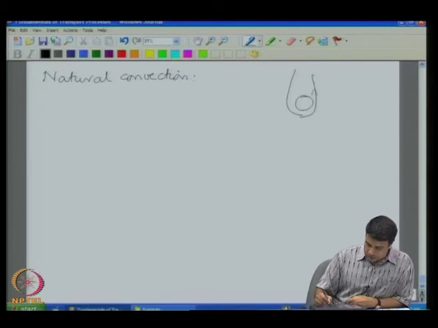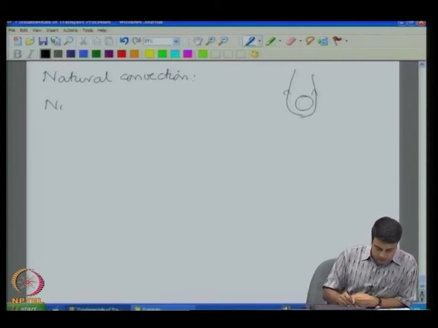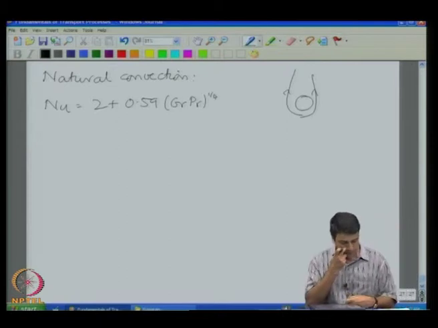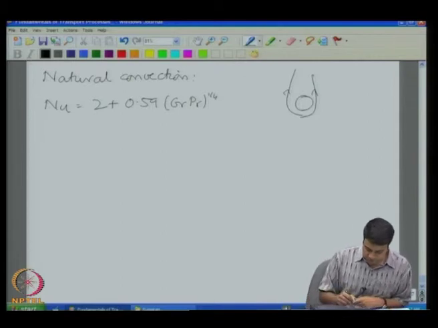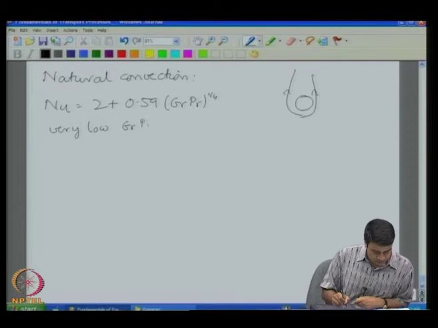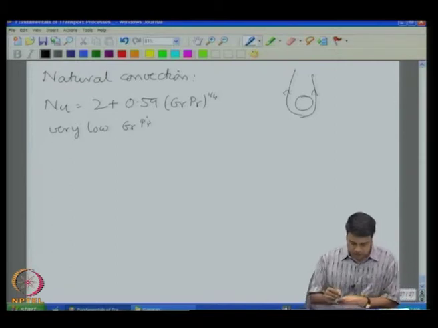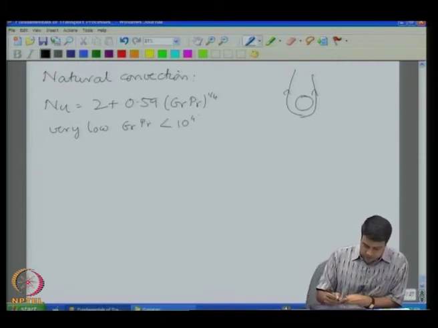So, for example, if you have a sphere in a large body of fluid, around which there is natural convection going on, I will get Nusselt number equal to 2 plus 0.59 times (Grashof number times Prandtl number) to the power 1/4. This is for very low Gr times Pr, less than about 10^4 or so.